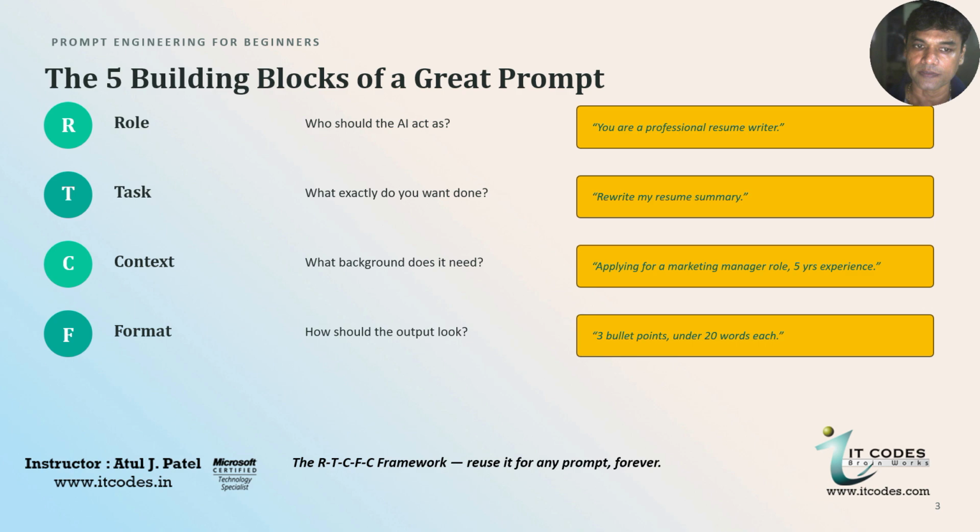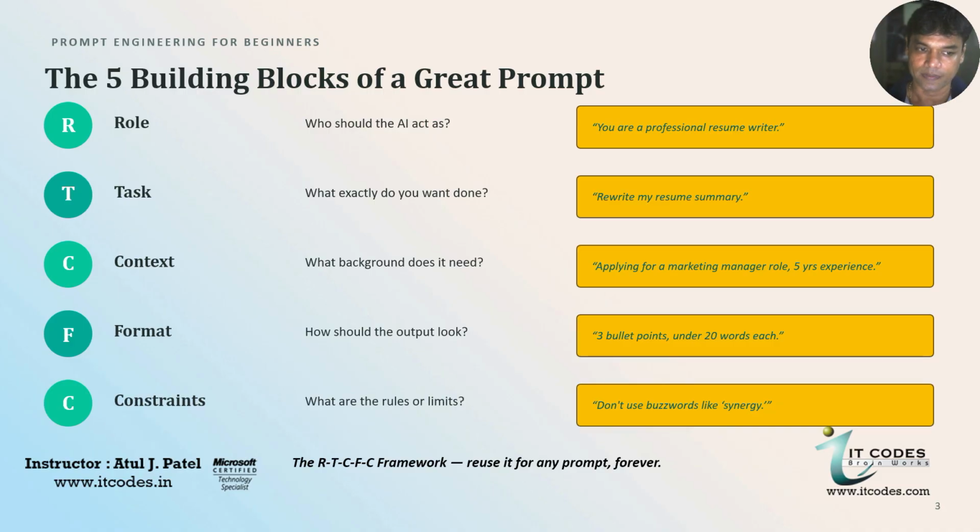Fourth is the format. We can specify to the AI what exact format we need. That is how the output should look. So we can specify it as 3 bullet points under 20 words each. So we are giving the exact scenario that I need my resume summary in only 3 bullet points and under 20 words each.